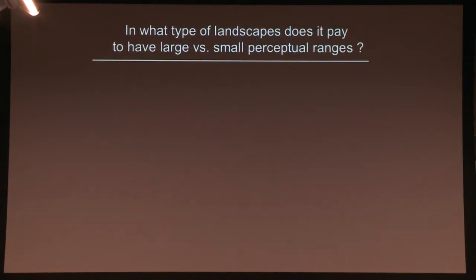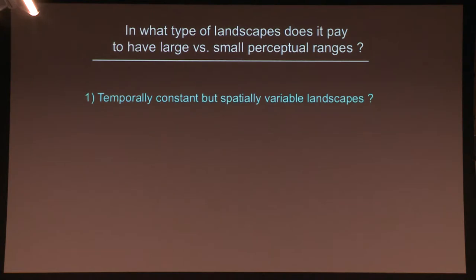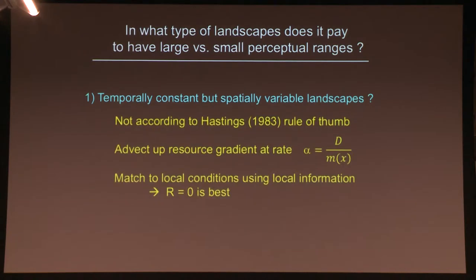Okay, so now, having this model, we can ask the question, in what kind of landscapes does it pay to have large versus small perceptual ranges? So let's ask this about a simple landscape, one that is temporally constant but spatially variable. So you've got discrete patches. They don't change in quality. They don't change in position. They're just there. Okay? Is this kind of information gathering going to be useful in this landscape? The answer is no, it's not going to be useful.